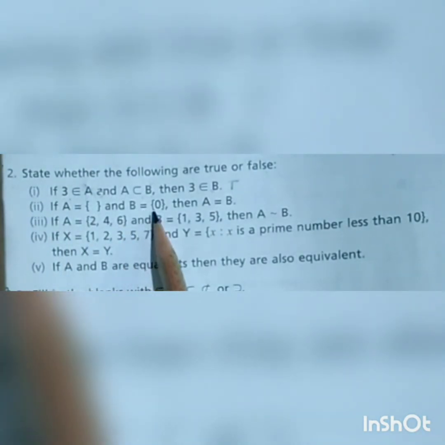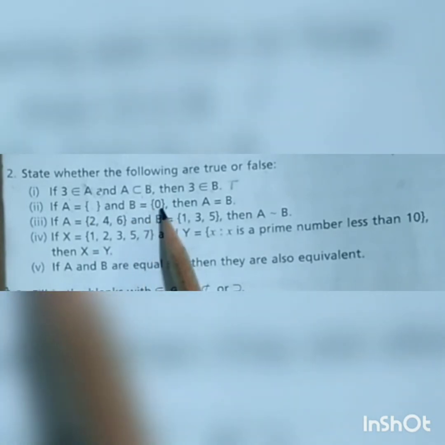This statement is true. Part number 2 is if A is equal to the empty set and B is equal to the set 0, then A is equal to B. In set A we can see that there is no element, and in set B we can see that there is just one element. So this shows that A is not equal to B.